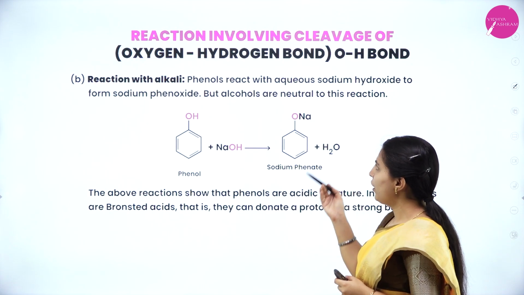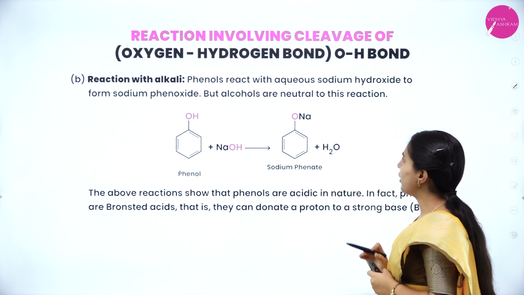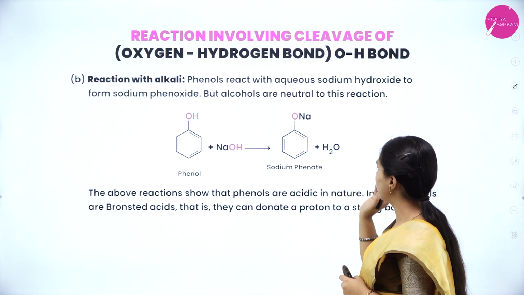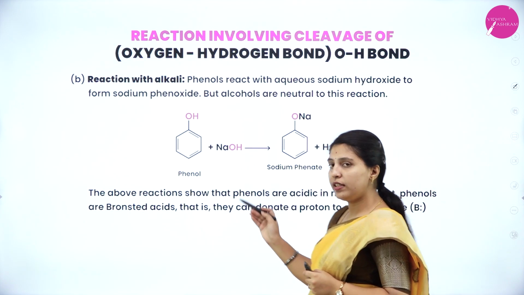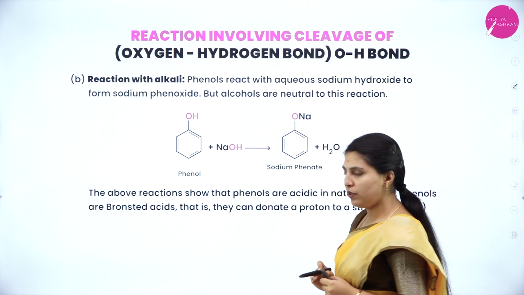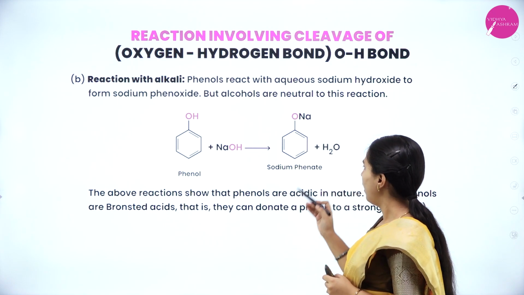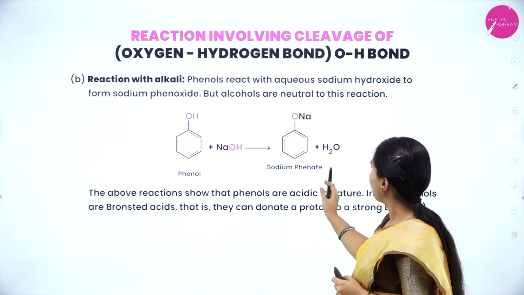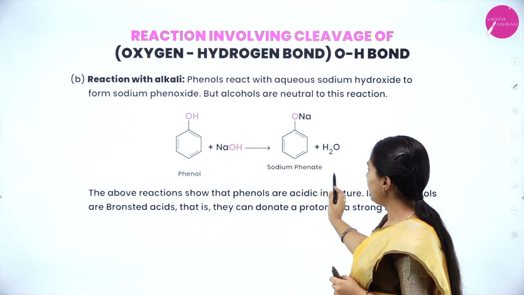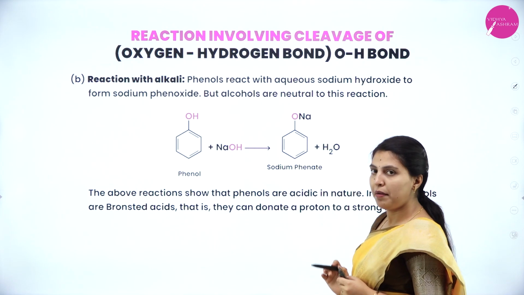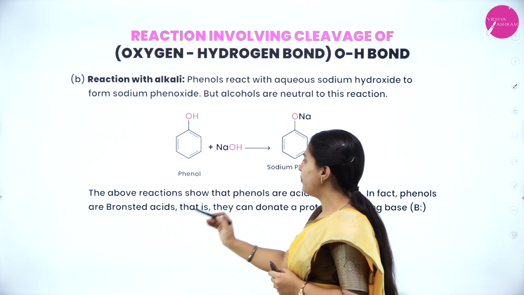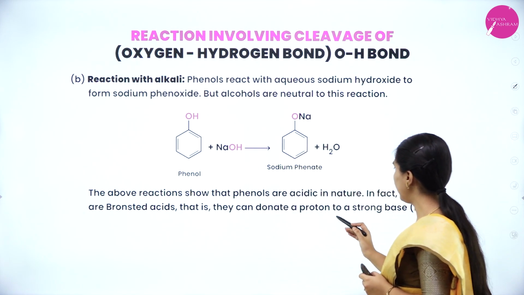Reaction with alkali. Phenols react with aqueous sodium hydroxide to form sodium phenoxide, but alcohols are neutral to this reaction. Phenols will also react with base, which is sodium hydroxide, and it will form sodium phenoxide here, okay, that is sodium phenate, with the liberation of water. But this kind of reaction cannot be seen through alcohols. The above reactions show that phenols are acidic in nature.